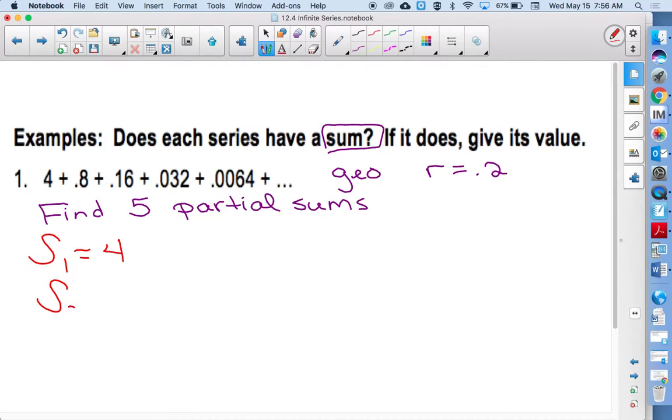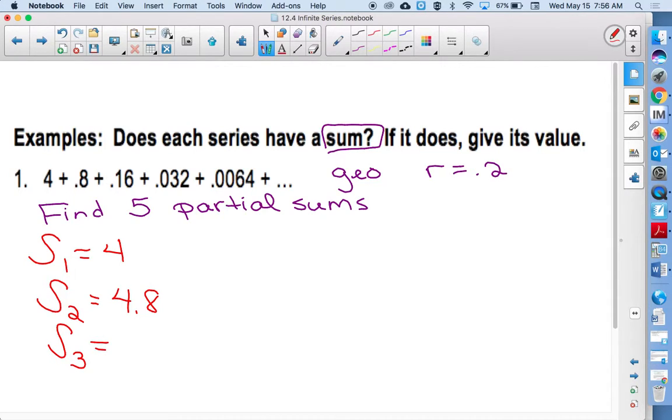The second partial sum means add the first 2 terms together. So now we're talking about adding numbers together that are in the series, because that's what a sum is. So 4 plus 0.8 would be 4.8. So now I have 2 partial sums. Well, the goal is to get 5. So I'm going to continue this process.